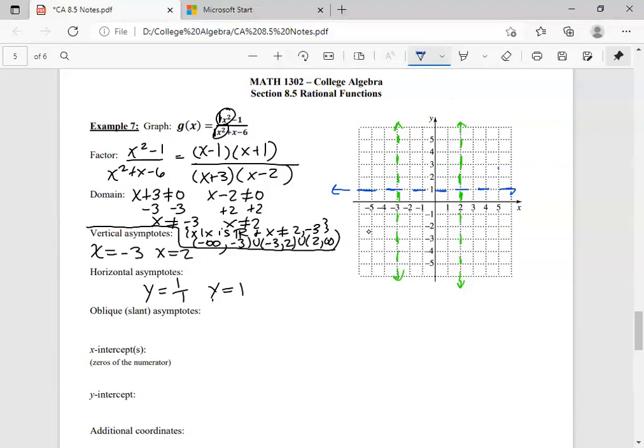So oblique asymptotes only happen whenever the degree on the top is one higher than the bottom. We're not doing those in here, so you should write none.